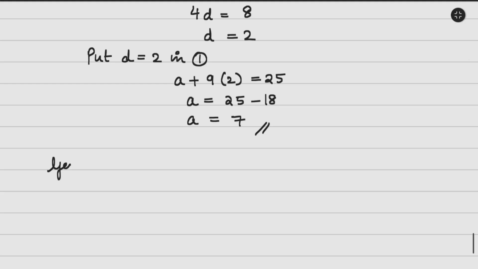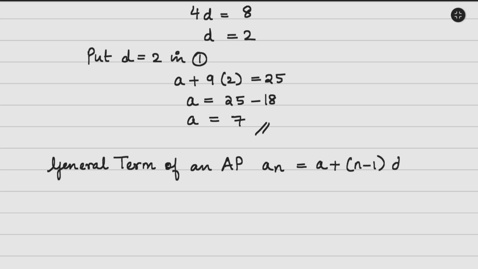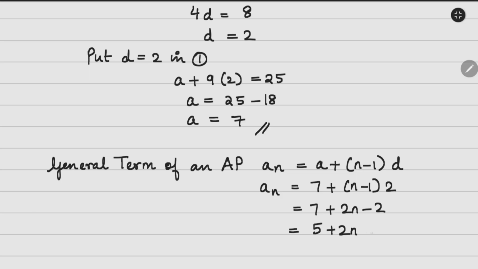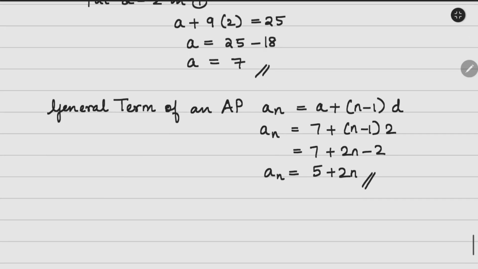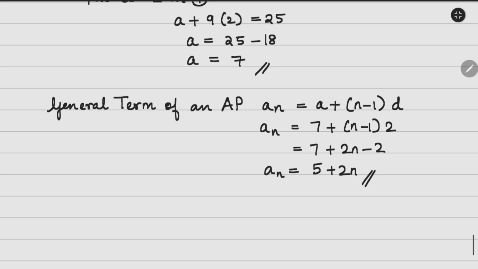So the general term of an arithmetic progression is nothing but an is equal to a plus n minus 1 into d. A is 7, plus n will not be replaced at all because we have to calculate the general term of an AP. D is 2. So let's solve it. So 7 plus 2n minus 2. 7 minus 2 is 5, plus 2n. That's your answer. So you have to find the general expression. So n should not be replaced.